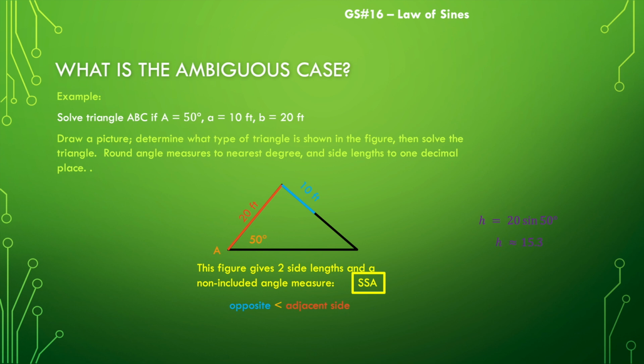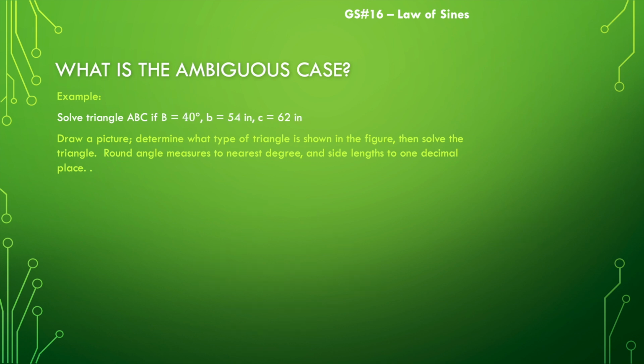And I get that my height is 15.3. So if I were to draw up a perpendicular here, it would be 15.3 feet, which means my little 10-foot side length over here is not long enough to make a triangle. And so since the opposite side is less than the height here, I can't actually make a triangle. All right, one more example.